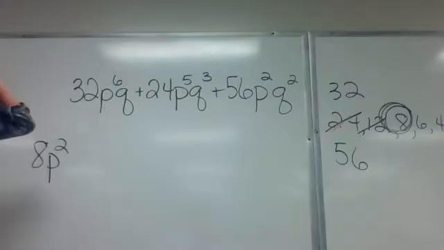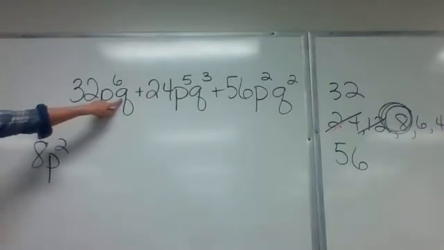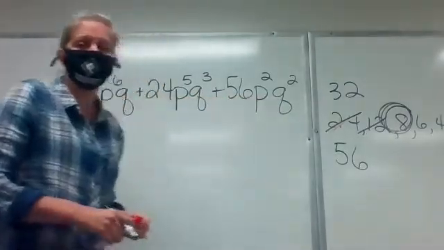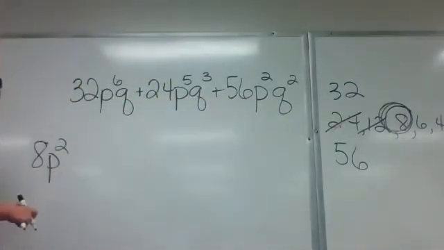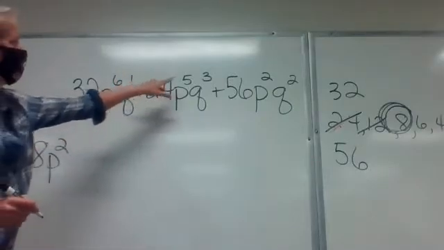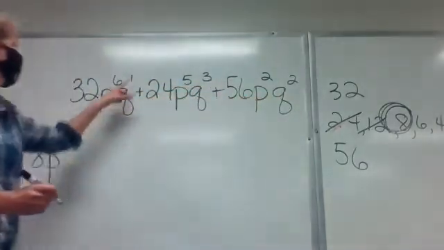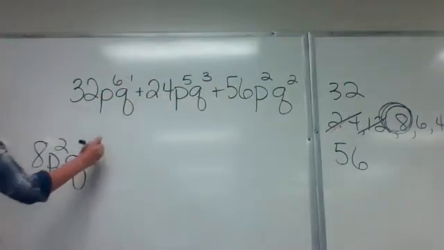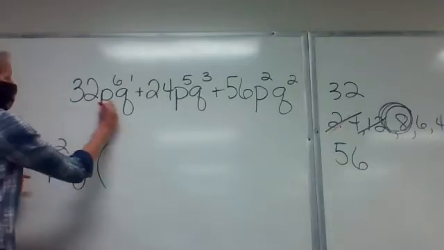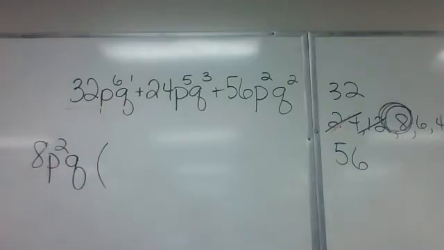Do they all have Q's? This one has a Q. This one has some Q, and this one has some Q's. So what's the smallest exponent on the Q's? Well, here's a 1. You can't get smaller than that. 3 and 2. So Q to the first is the smallest exponent. So here's what you are pulling out: 8 P squared Q. Now, remember, you always, always, always want to divide by what you pulled out.